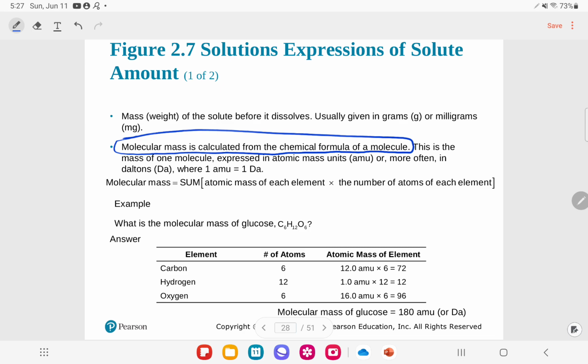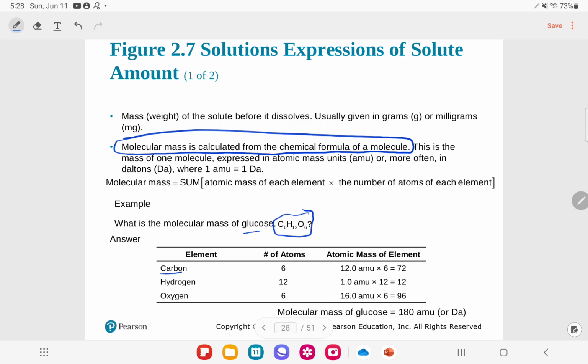And so the molecular mass, again calculated from the chemical formula of a molecule, is going to be equal to the sum of the atomic mass of each element times the number of atoms of each element, right? So for example, if we're looking at the molecular mass of glucose, the formula is C6H12O6, right? Element, carbon. How many atoms does carbon have, right?